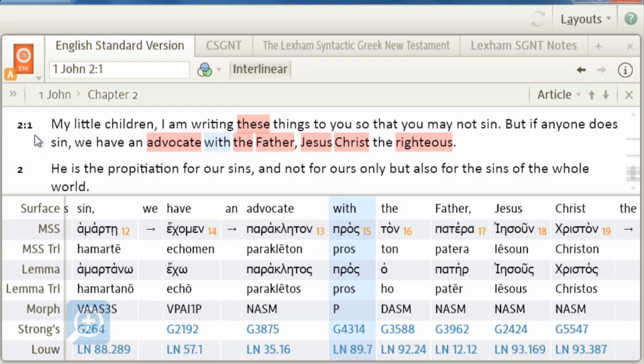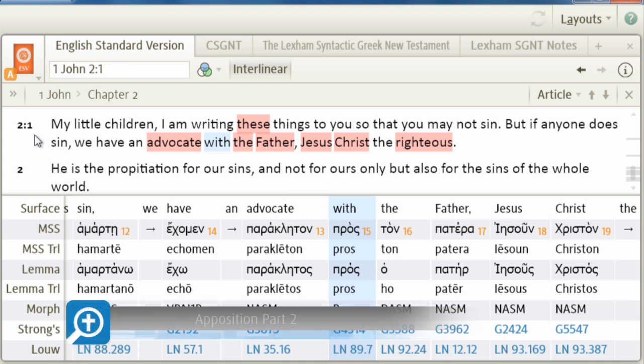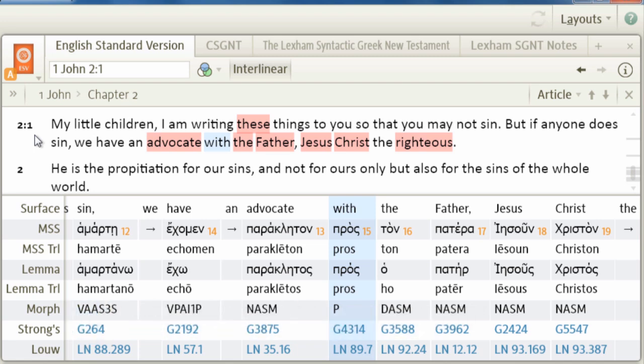1 John 2:1 reads, "My little children, I am writing these things to you so that you may not sin. But if anyone does sin, we have an advocate with the Father, Jesus Christ, the righteous." In this verse, John explains the purpose of his letter writing, so that you may not sin. And while he acknowledges the frailty of the believer, he also acknowledges the faithfulness of Jesus Christ.